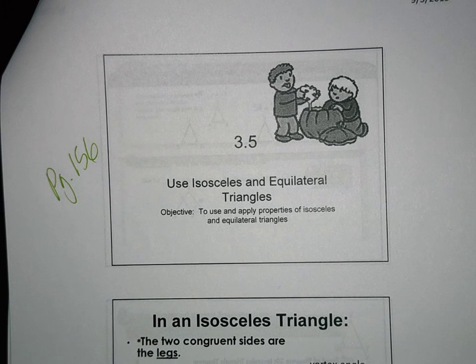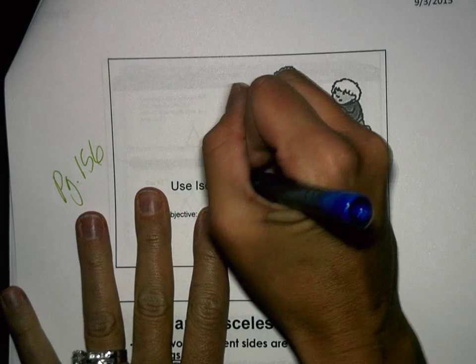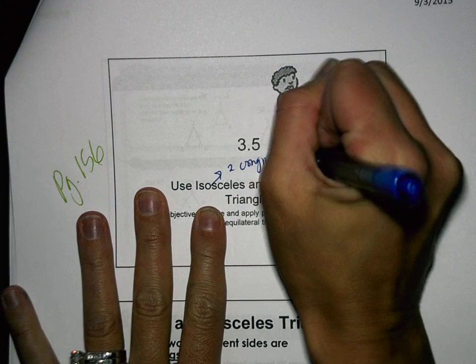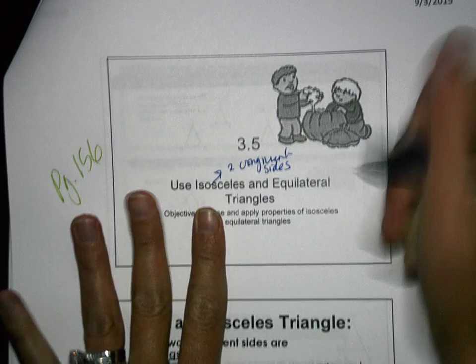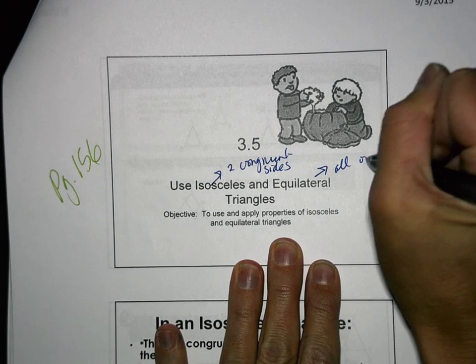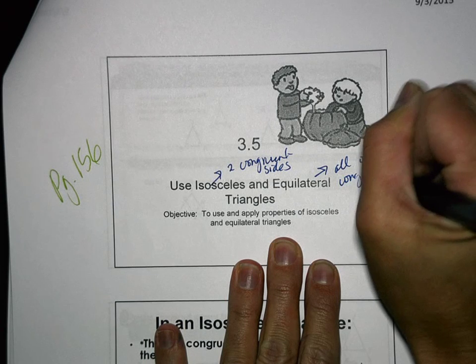Okay? All right, so isosceles is where two sides are the same. Two sides are the same, and equilateral is where? All sides. Very good. So, just real quick, we will write two congruent sides somewhere on your paper or in your books, and equilateral is all or three congruent sides.